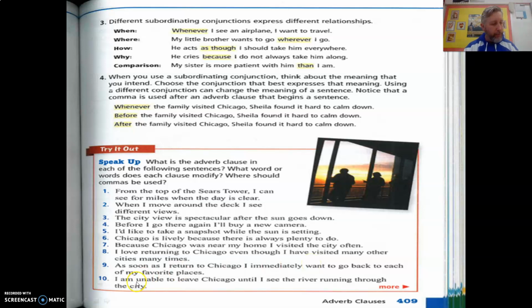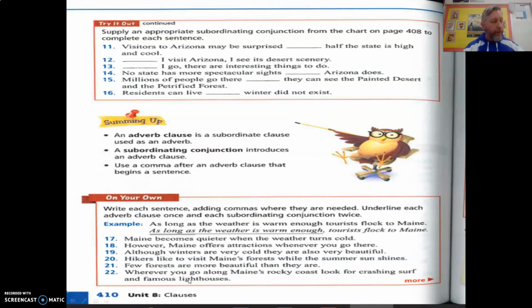Number 10, "until I see the river running through the city." So again, you have a string of prepositional phrases, so you just keep on going. It modifies the word leave. Okay, so moving on, let's supply an appropriate subordinate conjunction. I'm on page 410 now, from the chart on page 408. Okay, so what did you have for 11?